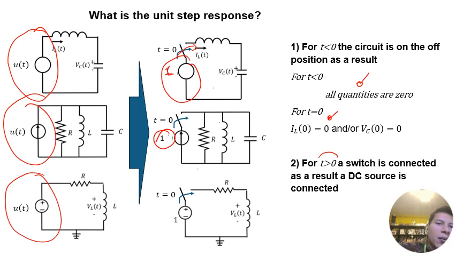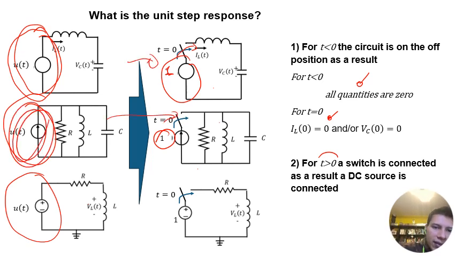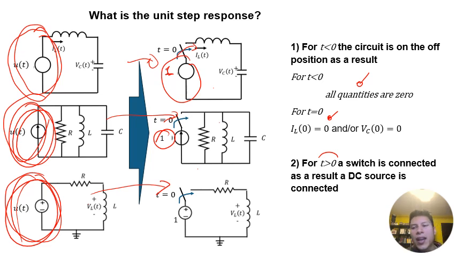So basically, if I want to model this, I have to analyze this circuit. If I want to model this, I have to analyze this circuit. And if I want to model this, I have to analyze this circuit. And the only difference between the circuits on the left and the circuits on the right is that you replace the source with a unit DC source and a switch that flips at time equals 0, connecting that source. That's it. Okay, so let's look at an example.